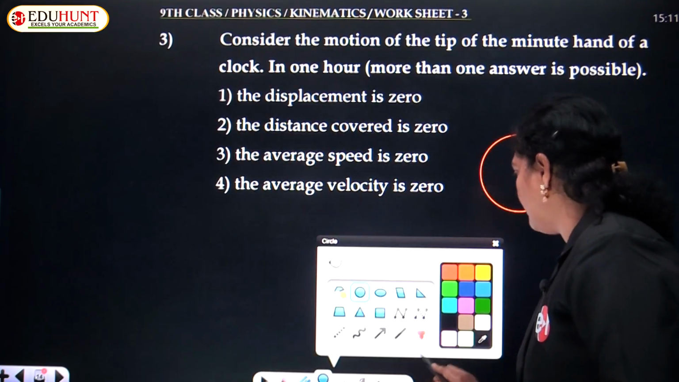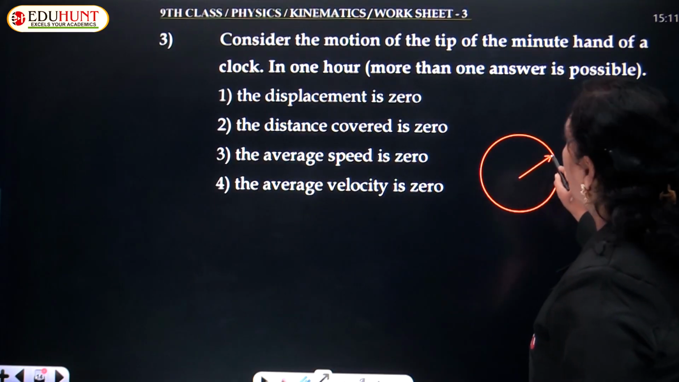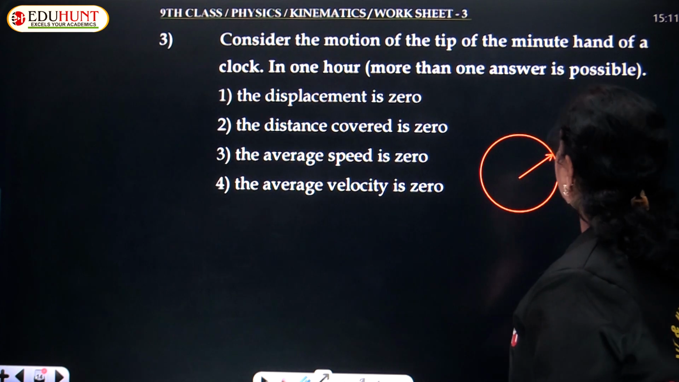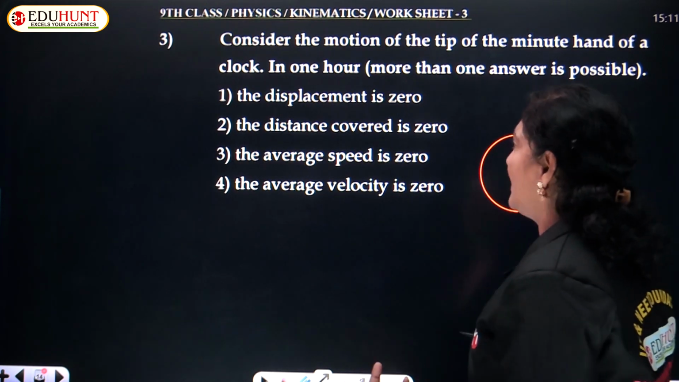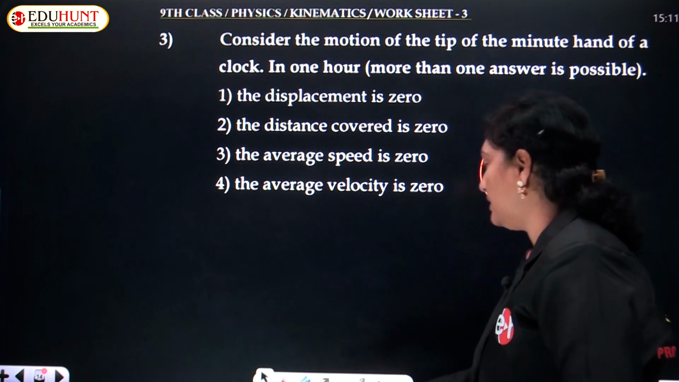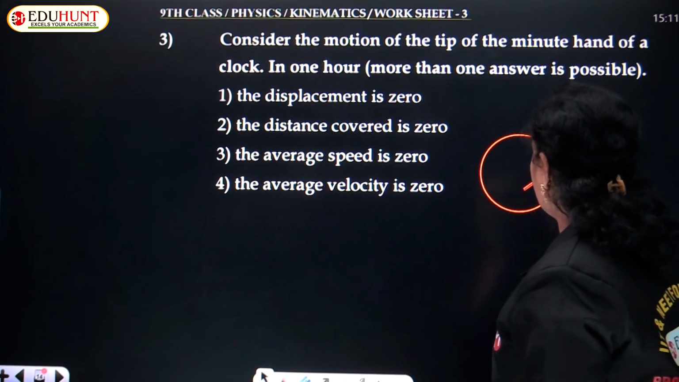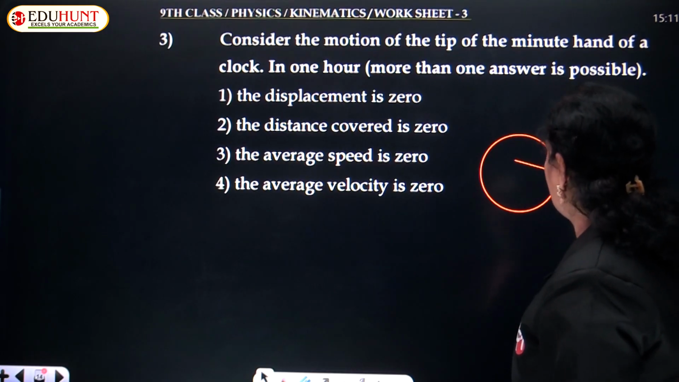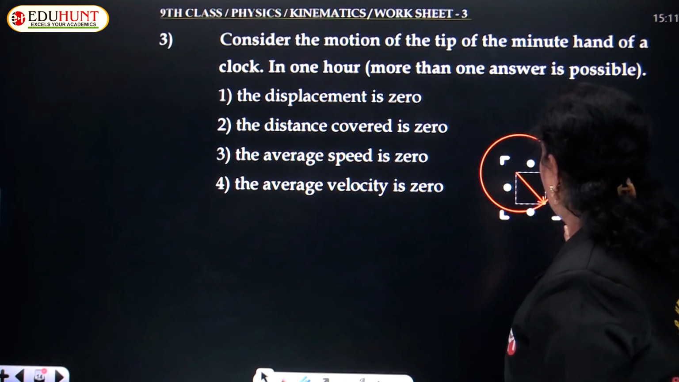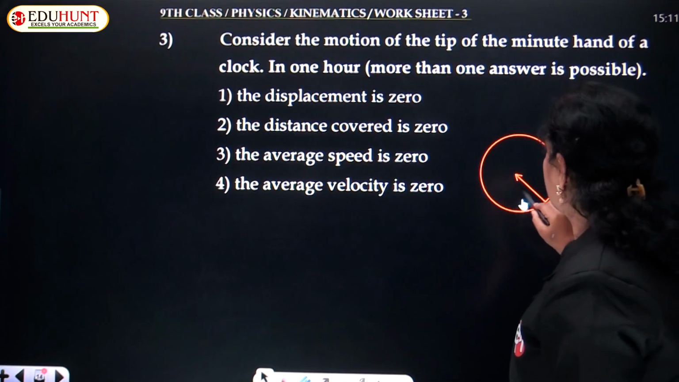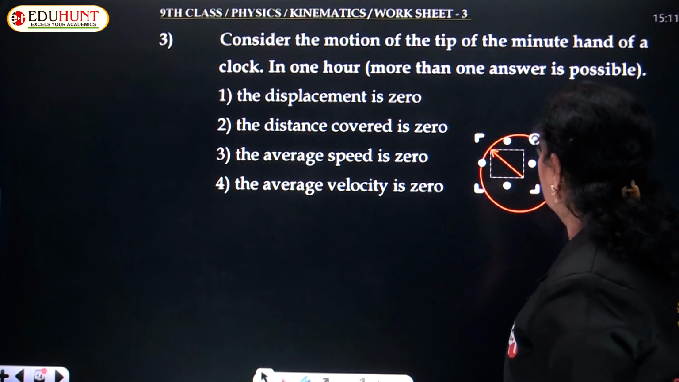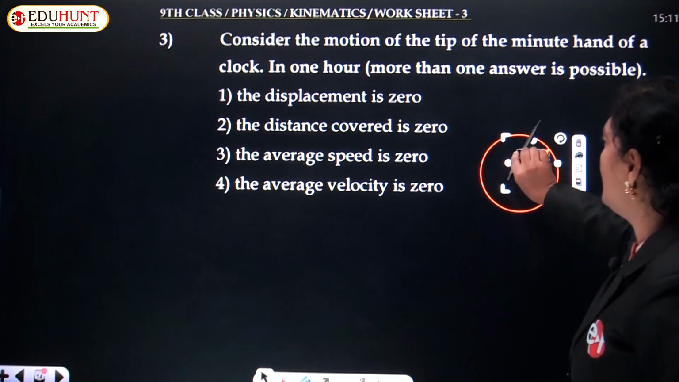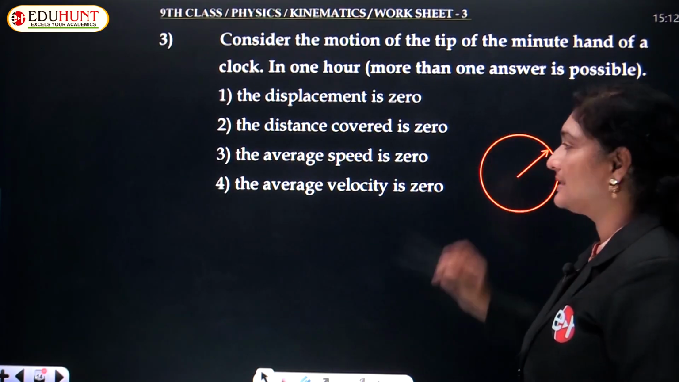A clock is being given, and the tip of the minute hand of the clock in 1 hour. Okay, in 1 hour, what is the displacement? What you observe is that the hand moves like this, like this, like this, and it travels around and again reaches back to the initial position. So in 1 hour the minute hand makes a complete circle.